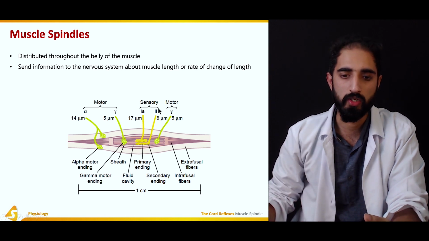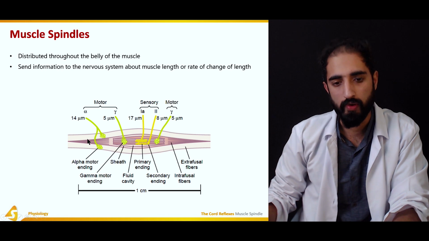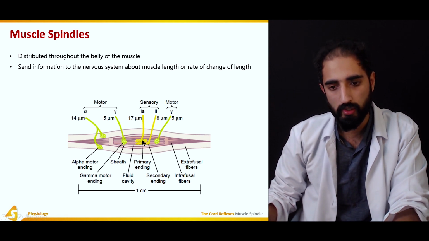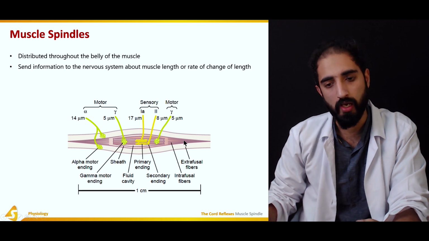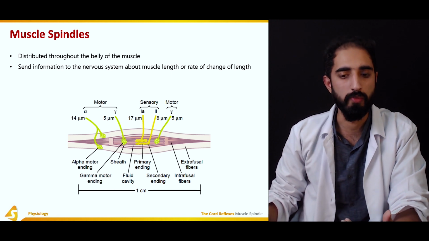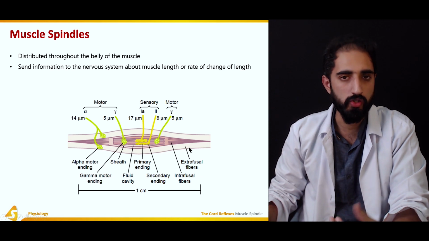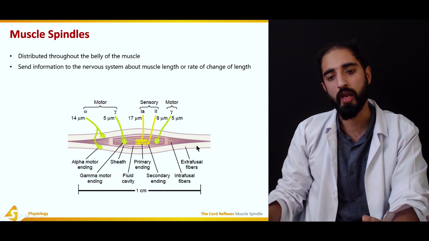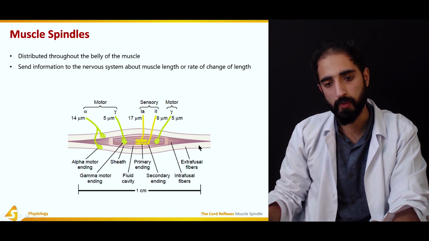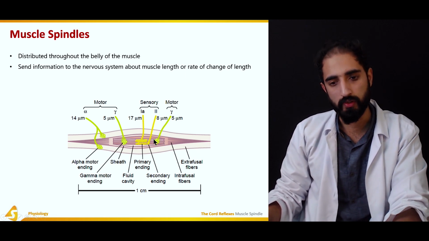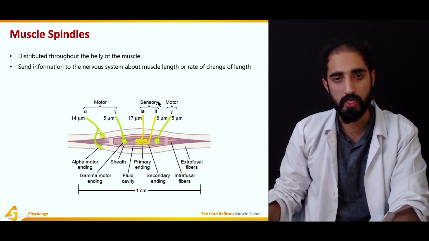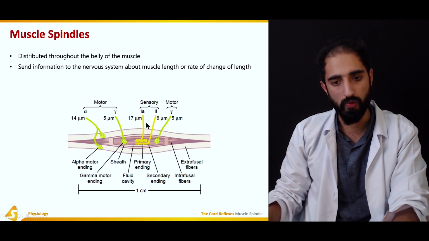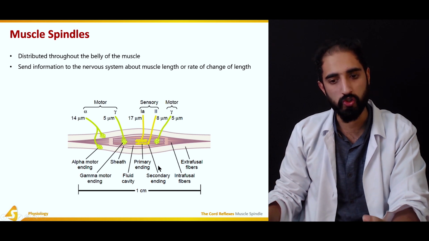So in this picture, we can see a typical muscle spindle. The fibers which make up the muscle spindle are known as intrafusal muscle fibers, and those conventional muscle fibers which are involved in the contraction of the muscle are the extrafusal muscle fibers. In the intrafusal muscle fiber, we have sensory supply by the type 1A and type 2 sensory neurons in the form of primary ending and secondary ending.